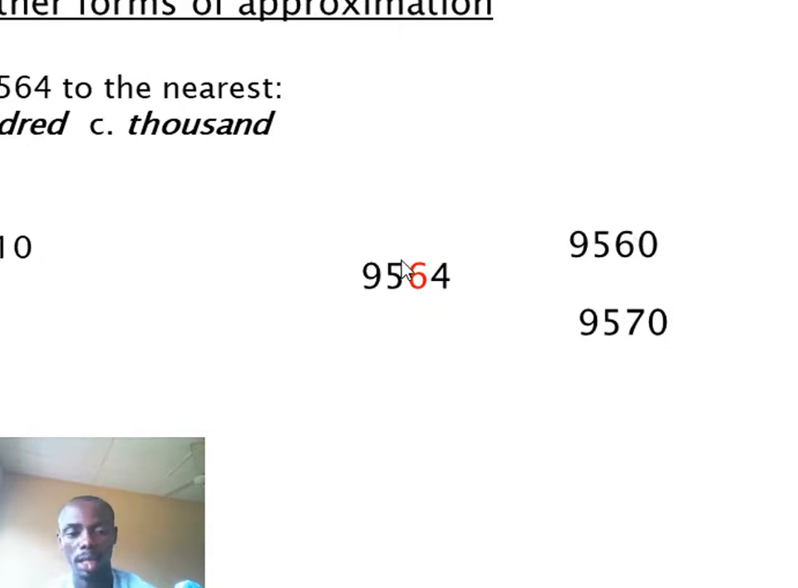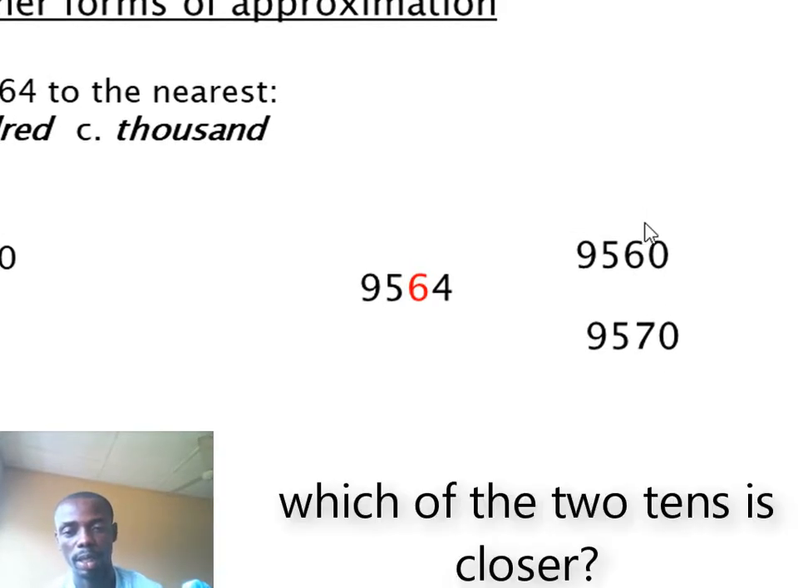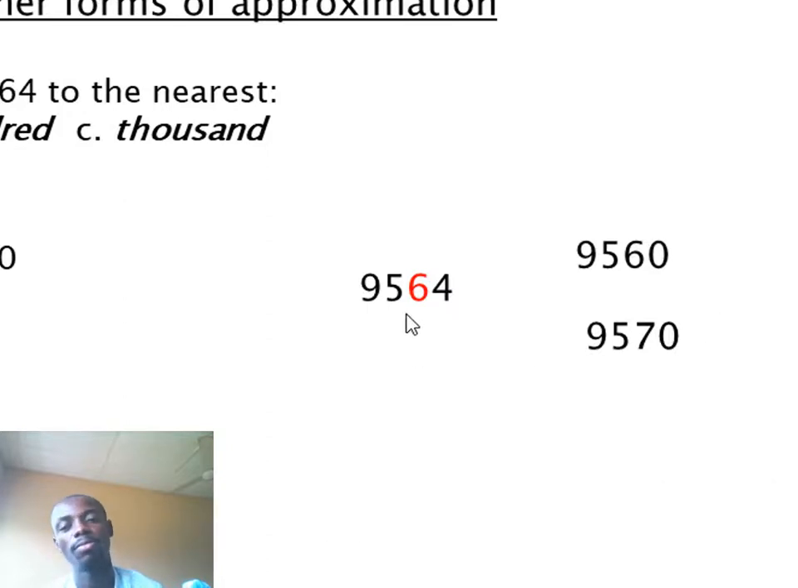Now, the question is, which one is closer to this among the two 10s? This one and this one. Which one is closer? That's the question. What's the answer now? 64. Is 64 closer to 60 or closer to 70? What's our answer? Of course, it's closer to 60. Why?